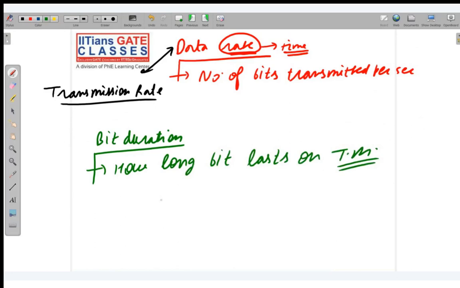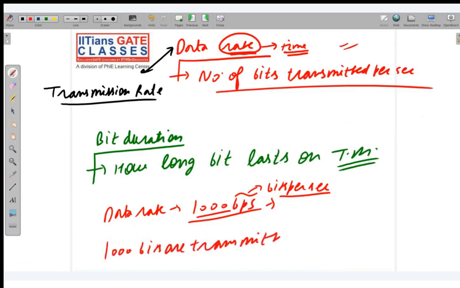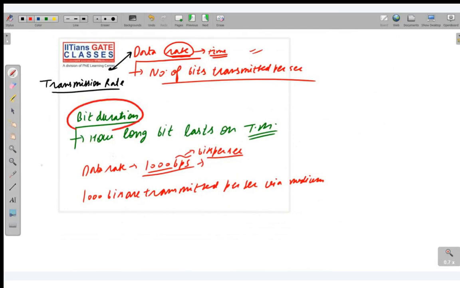For example, they will say the data rate is 1000 BPS. BPS means bits per second. I have told you, the number of bits transmitted per second is the data rate. So this means 1000 bits are transmitted per second via the medium, whatever medium you are using. Now what is the bit duration, how long a bit lasts on the transmission media? Obviously, in 1 second you have 1000 bits.